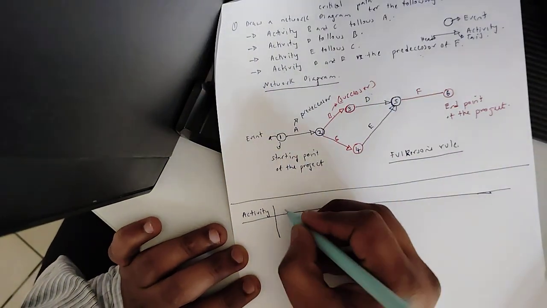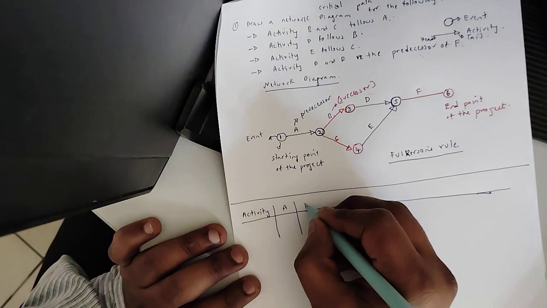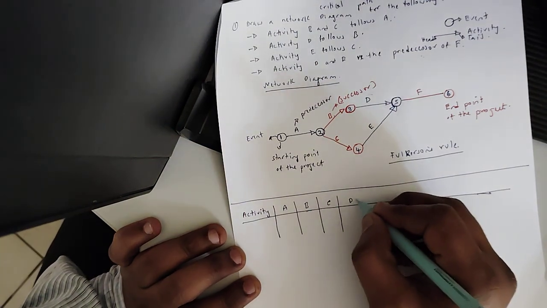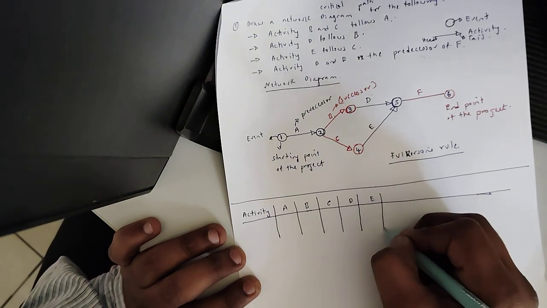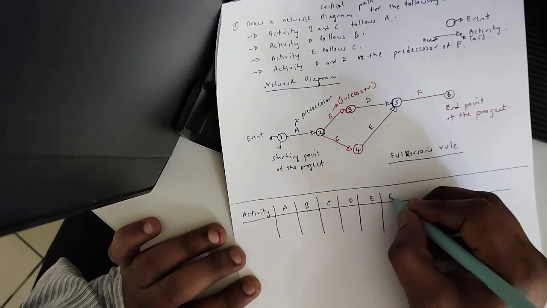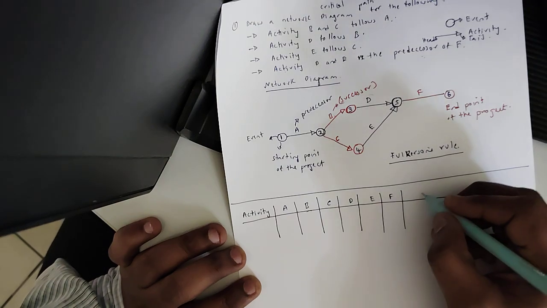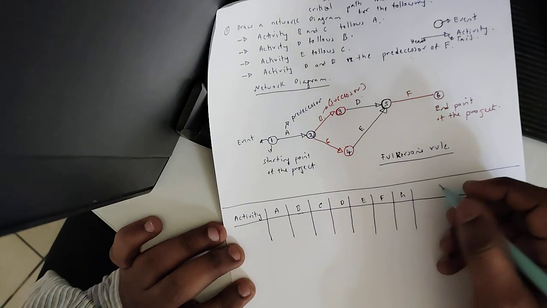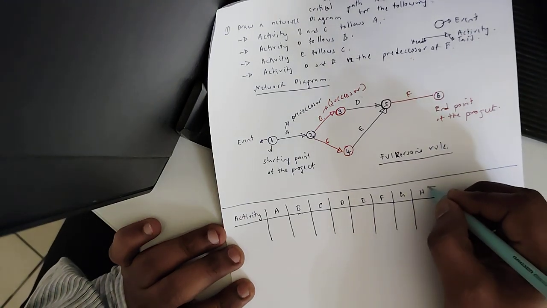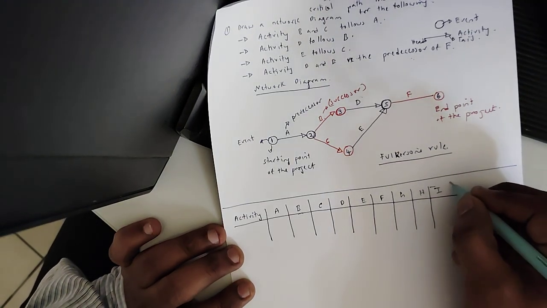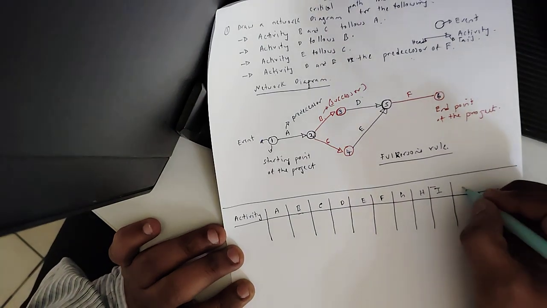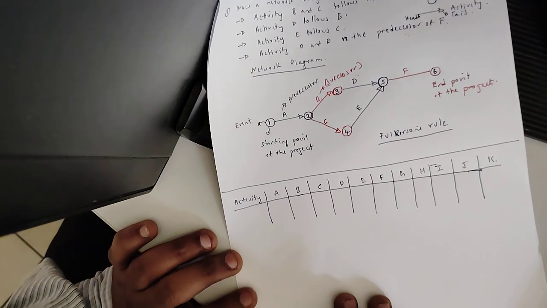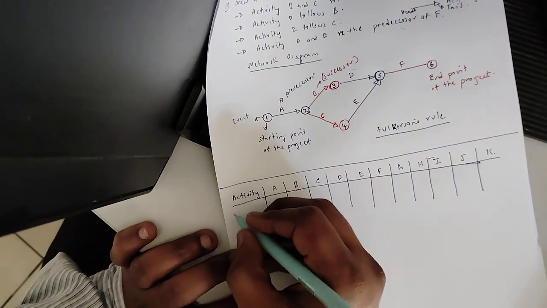So we'll mention A activity, B activity, C, D, E, F, G, H, I, J, K. Is it fine? And this is the activity. So next we'll mention the procedures.